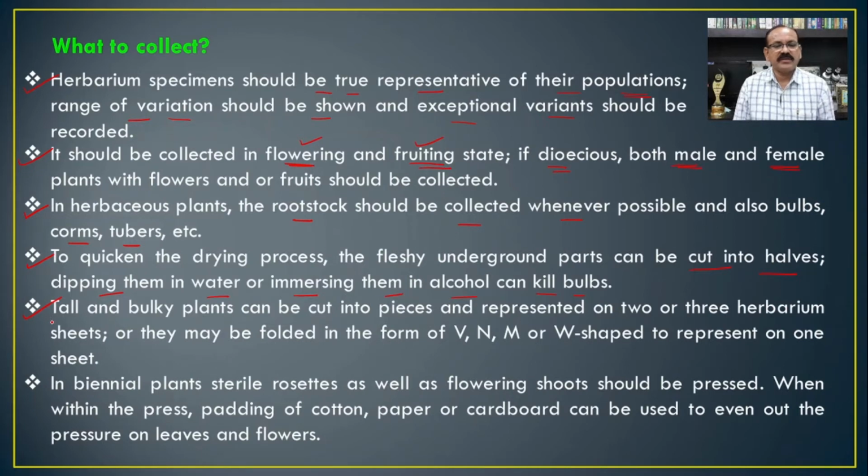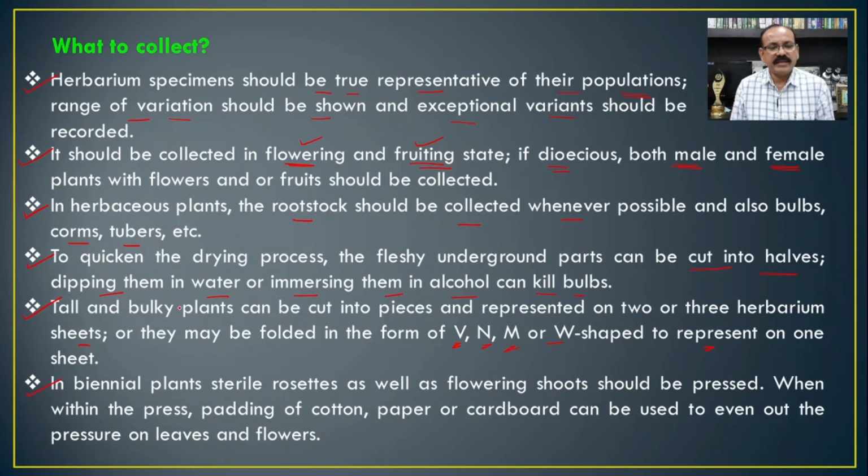The tall and bulky plants can be cut into pieces and represented on 2 or 3 herbarium sheets. Usually, if we have herbs which are tall, such plants are not able to be stuck on the same herbarium sheet, so in such cases the same plant can be made into 3 different pieces and 3 different herbarium sheets can be prepared. Or in addition to that, we can fold these plant specimens in the form of V, N, M or W and represent them on one single sheet. So depending upon the size of the plant, we can use this method.